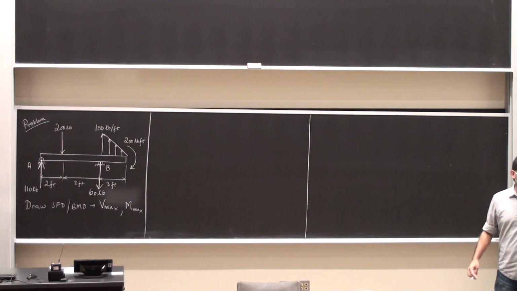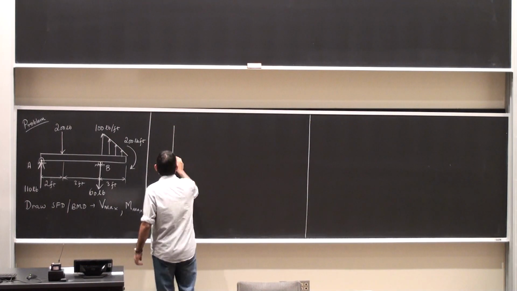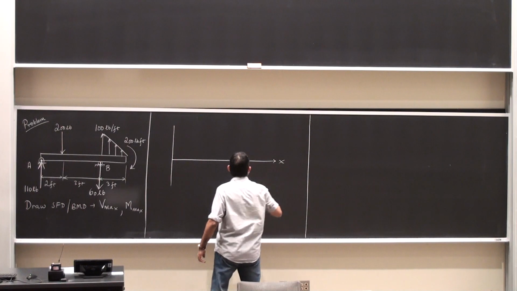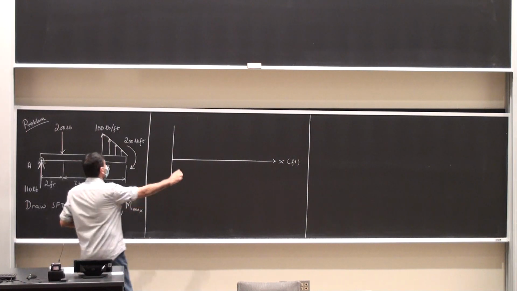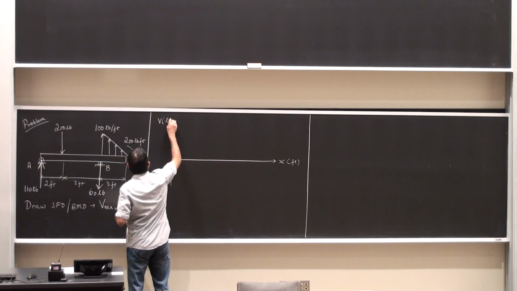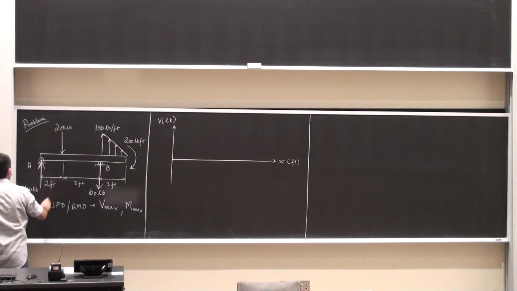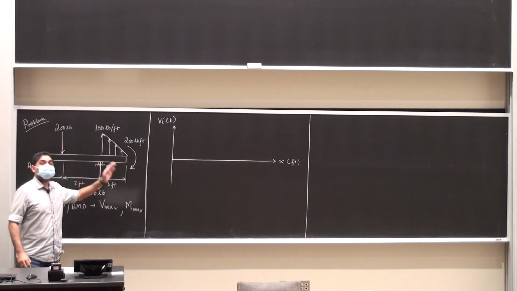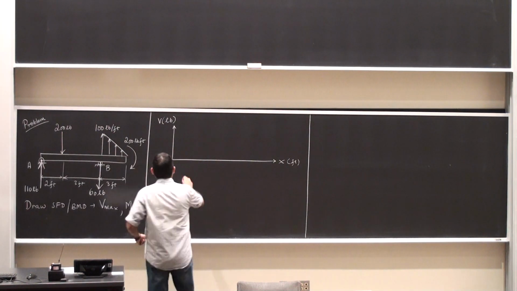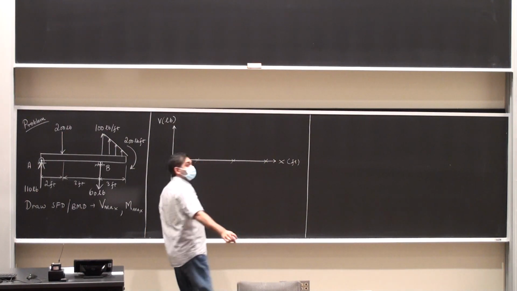Then we will start off with the shear force diagram. X, this will be in feet, okay? And then I'm going to have V in pounds. And I have a couple of stopover points. X is equal to 0, X is equal to 2, X is equal to 5, and X is equal to 8. Okay, so those are my points of interest. So 0, 2, 5, and 8.